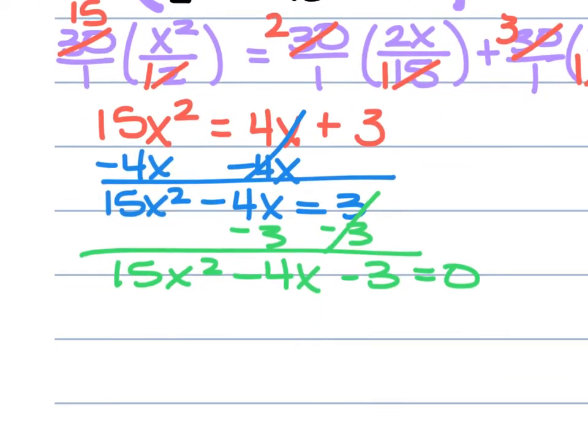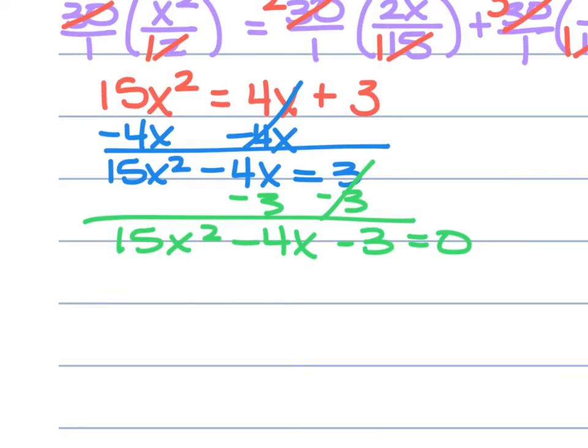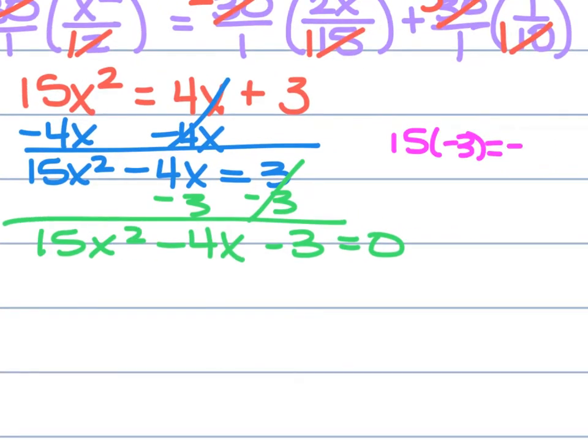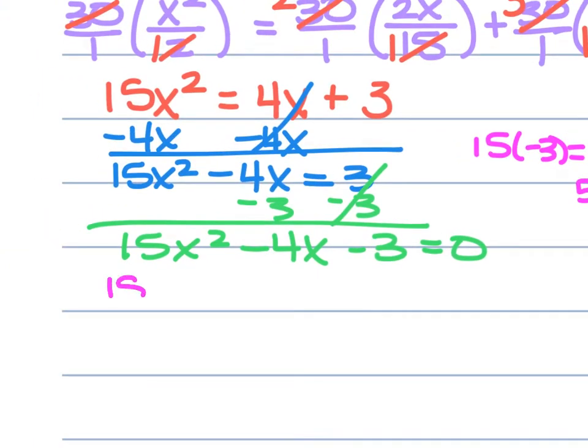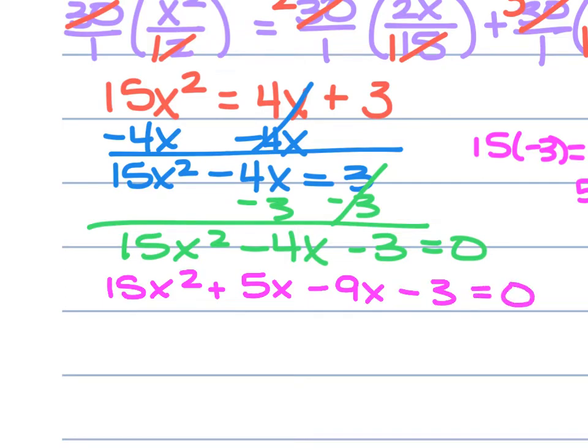So from here, can we factor out a greatest common factor? No. So multiply the 15 times negative 3. That gives us negative 45. What are the factors of negative 45 that add up to be negative 4? 5 and negative 9. So this is going to factor out to be 15x squared plus 5x minus 9x minus 3 is equal to 0. We have 4 terms now, so factor by grouping.